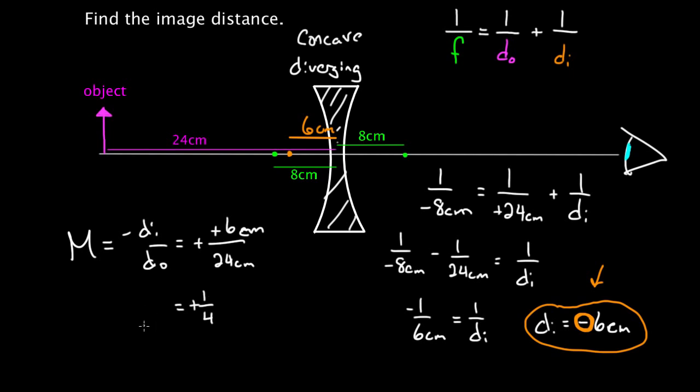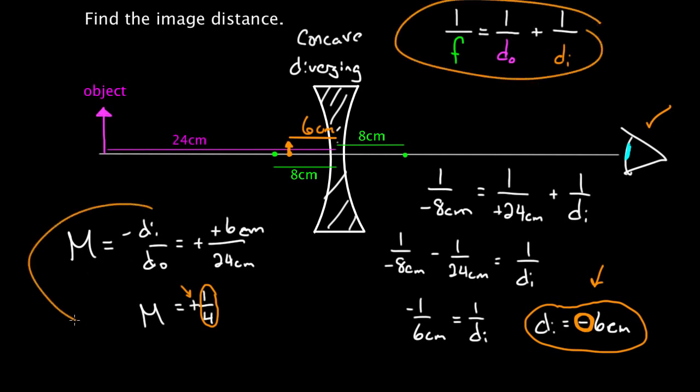1/4 means that my image is going to be 1/4 the size of my object. So if my object were, say, 8 centimeters tall, my image would only be 2 centimeters tall. And so I've got to draw an image here that's right side up because I got a positive, and it's got to be 1/4 as big as my object. So 1/4 might be around here, so it's got to be right side up and about 1/4 as big. I'd get a really little image. It'd be right around there. That's what I would see when I look through this lens. So that's an example of using the thin lens equation and the magnification equation.